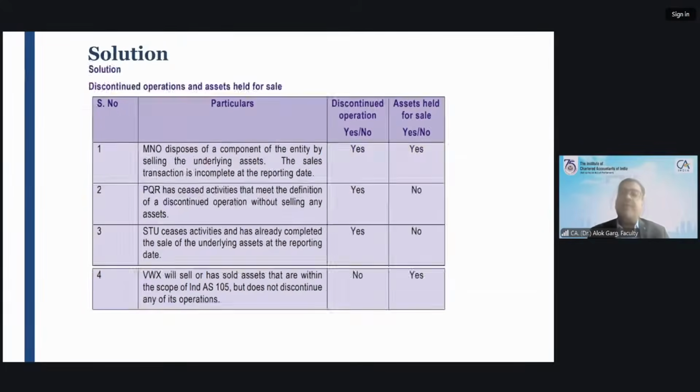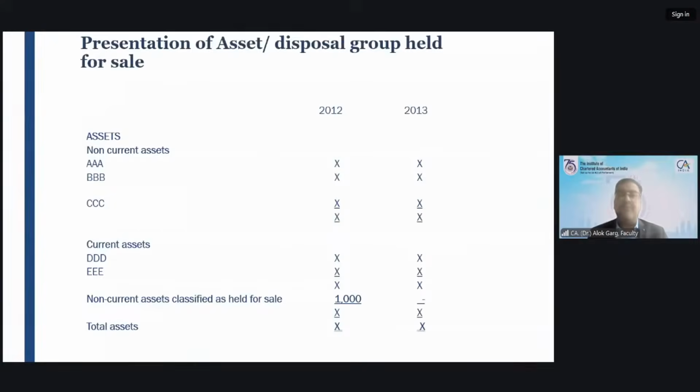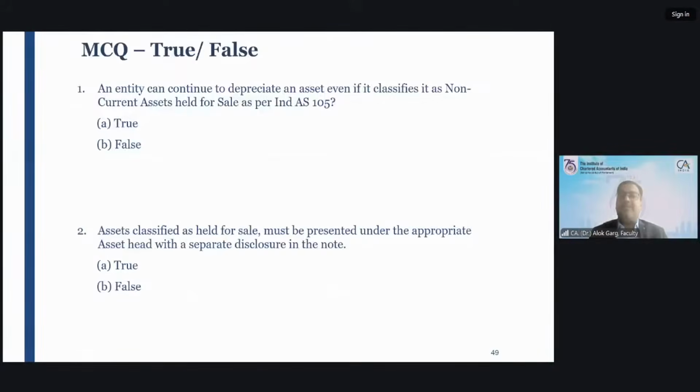In total, my dear friends, we have covered almost 10 questions, right? 5 from the Word file and 4 to 5 questions from the PowerPoint presentation. Quickly tell me, what is the answer of this multiple choice question? An entity can continue to depreciate an asset even if it is classified as non-current asset held for sale as per Ind AS 105. No, no, no. We should stop it immediately. Yes. So once an asset becomes a non-current asset held for sale, depreciation has to be stopped immediately.